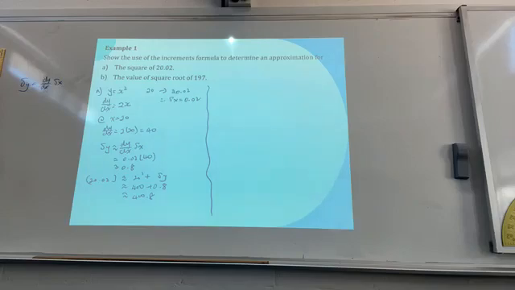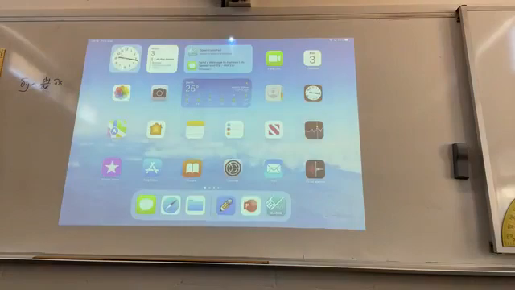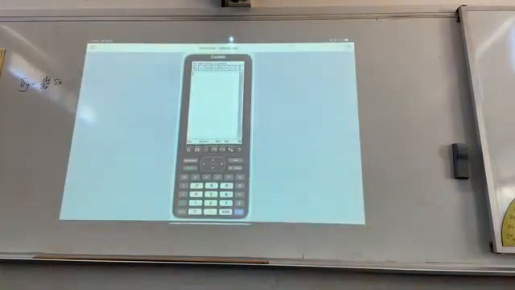Use your calculator and check. I used this increment formula to determine 20.02 squared, and if I use my calculator, 20.02 squared equals 400.8004. Is that close enough? Yeah.